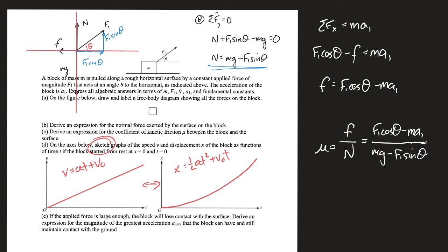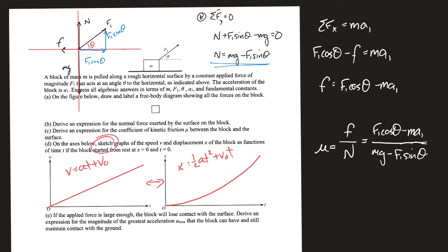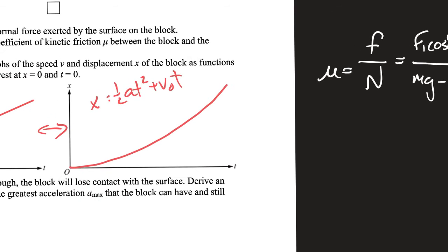Okay. So question E asks for something specific. It says, if the applied force is large enough, the block will lose contact with the surface. Derive an expression for the magnitude of the greatest acceleration that the block can have and still maintain contact with the ground. Poorly worded question, actually, and I'll explain why in a minute.